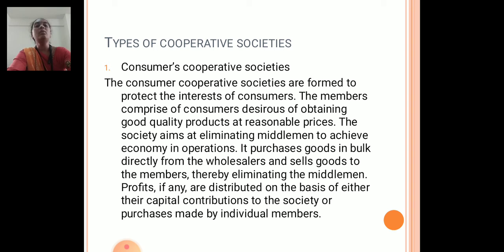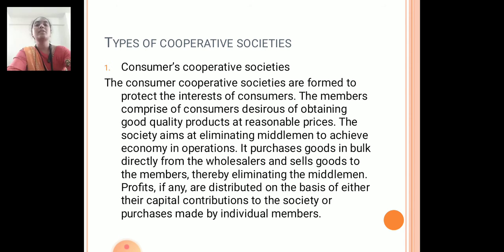So to get quality goods at reasonable price, who will have more bargaining power? The bargaining power will be vested with the people who buy in bulk. If an individual buys a very small quantity, the rate quoted to him will be very high compared to the person who buys in large quantity, who buys in bulk.